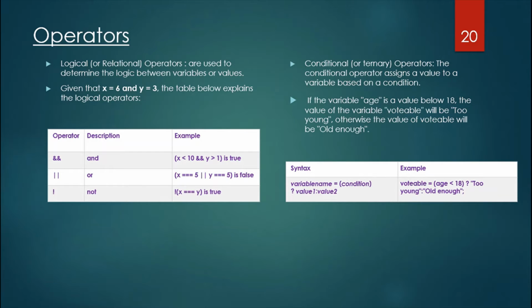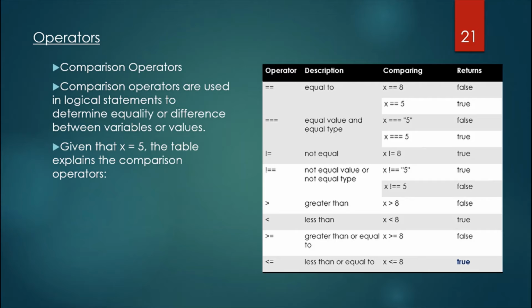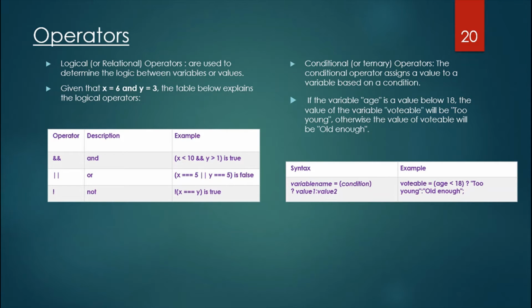I don't want to go in depth, but I can give you a small diagram for the AND, OR and NOT operators. Sorry, I went to the next slide. And next is the conditional operator, which we can also call the ternary operator. The conditional operator assigns a value to a variable based on a condition.